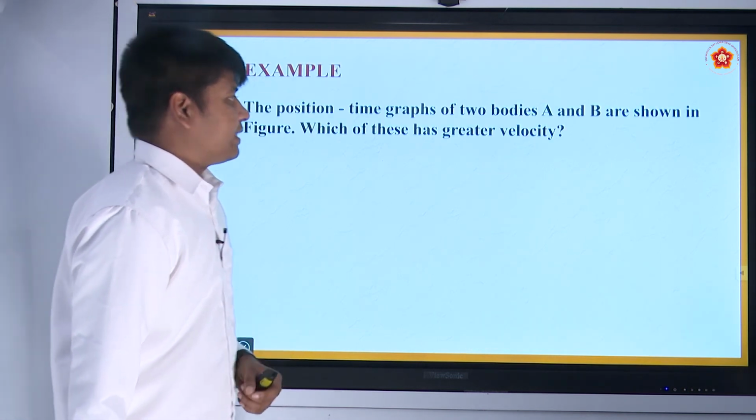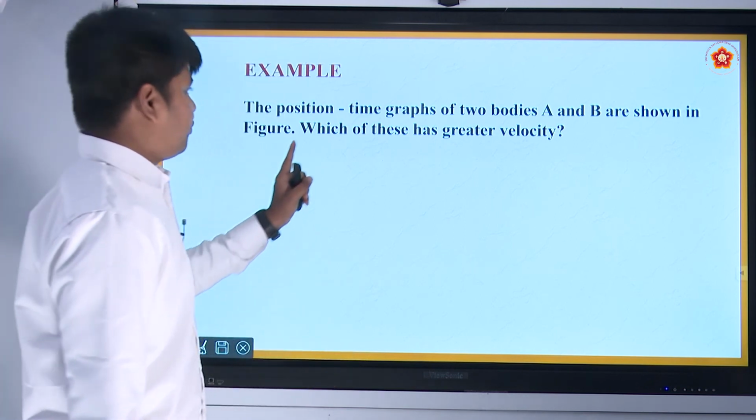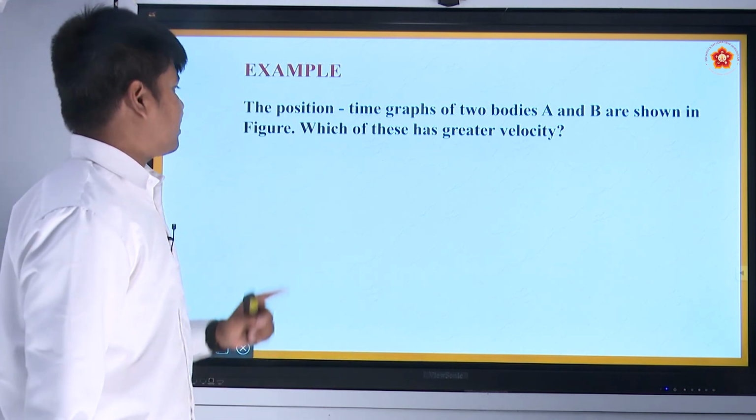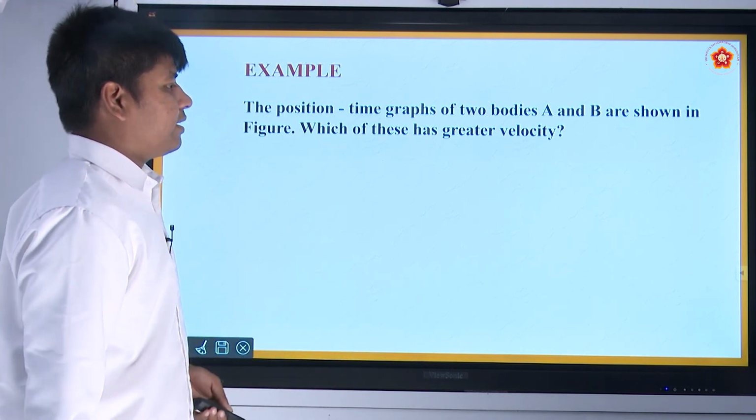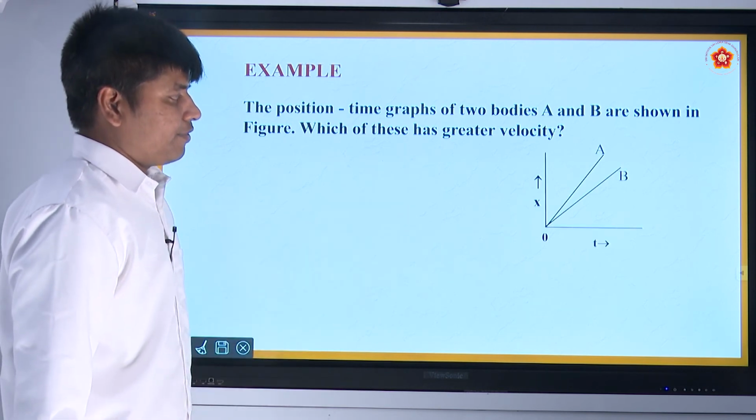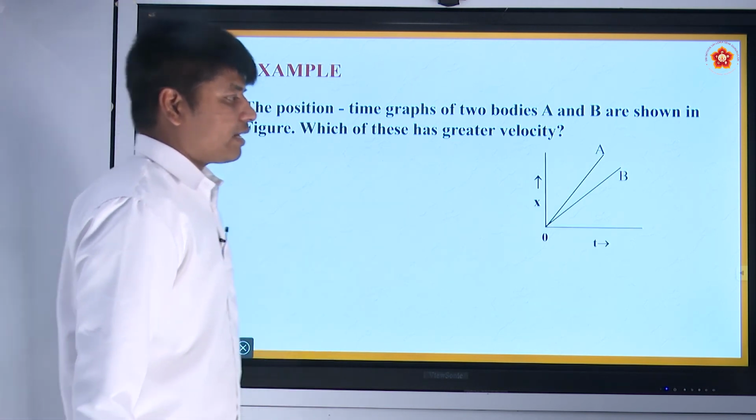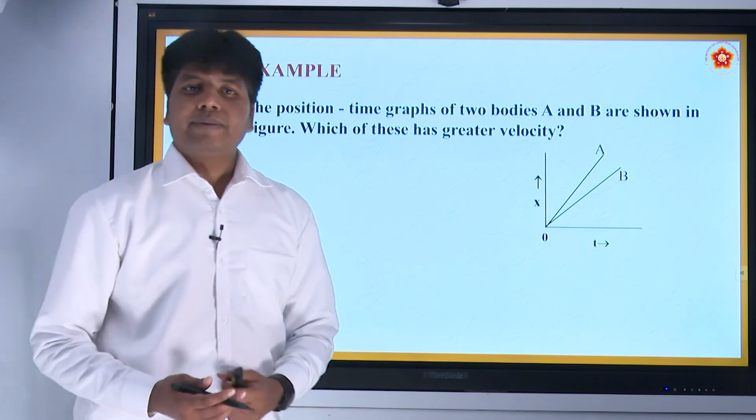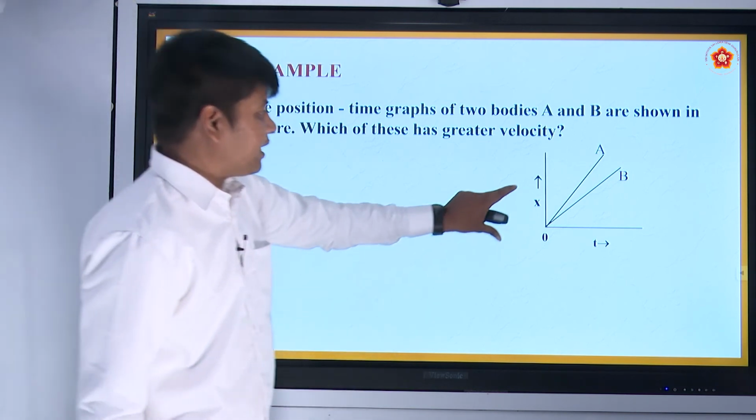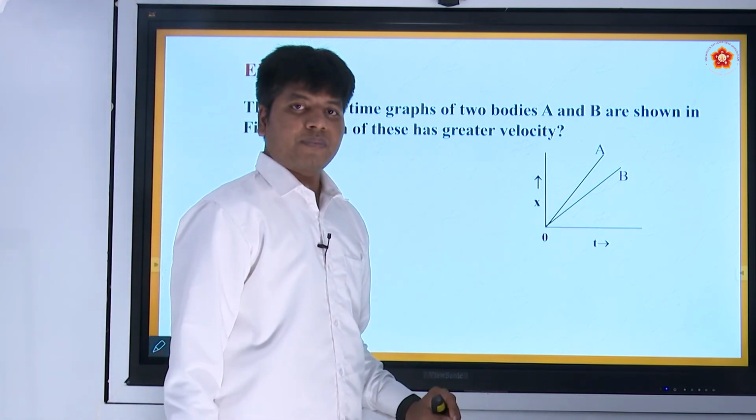Now we have an example. The position time graph of two bodies A and B are shown in the figure. Which of these has the greater velocity? This is the figure we have. What will have the greater velocity? Velocity is nothing but the slope: how much change in position with respect to time.